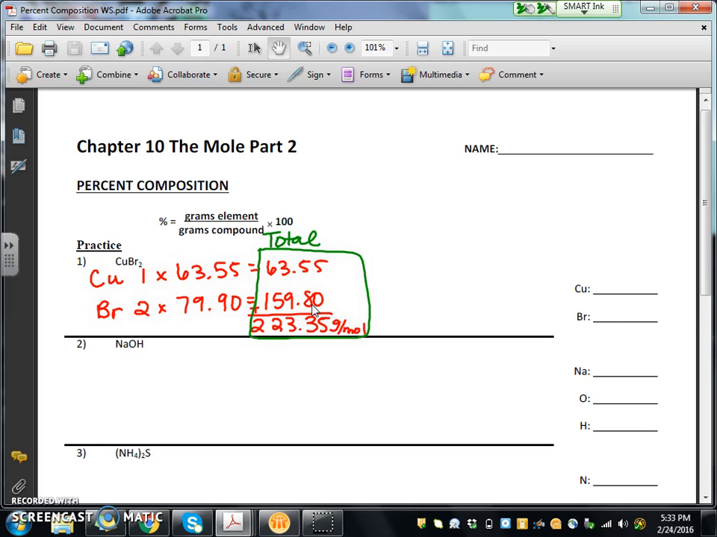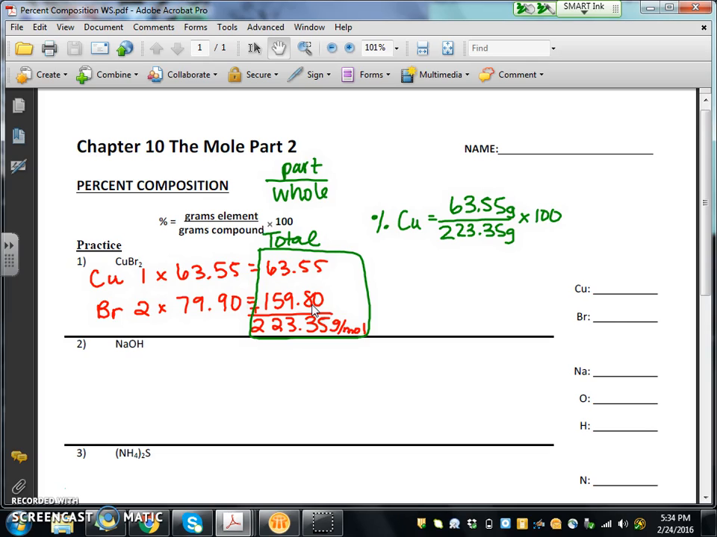So percent composition refers to the amount of each element in percentage out of the total. So it's always a part divided by a whole. So part of your whole compound. So if we look, percent of copper is going to be our total amount of copper, 63.55, divided by the whole compound, which has a mass of 223.35 grams, and because there are grams on both, it'll cancel out, times 100.